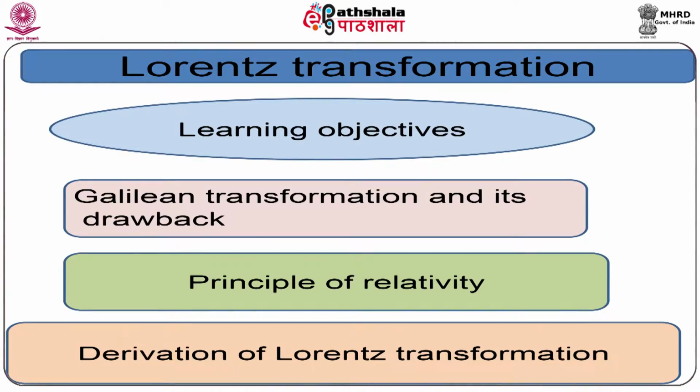In such cases, we need a general theory. Let us search for a theory. In this module, we shall discuss the necessity of theory of relativity, then Galilean transformation will be obtained, its drawback will be discussed, then we shall discuss the principle of relativity and obtain the special Lorentz transformation formulae.